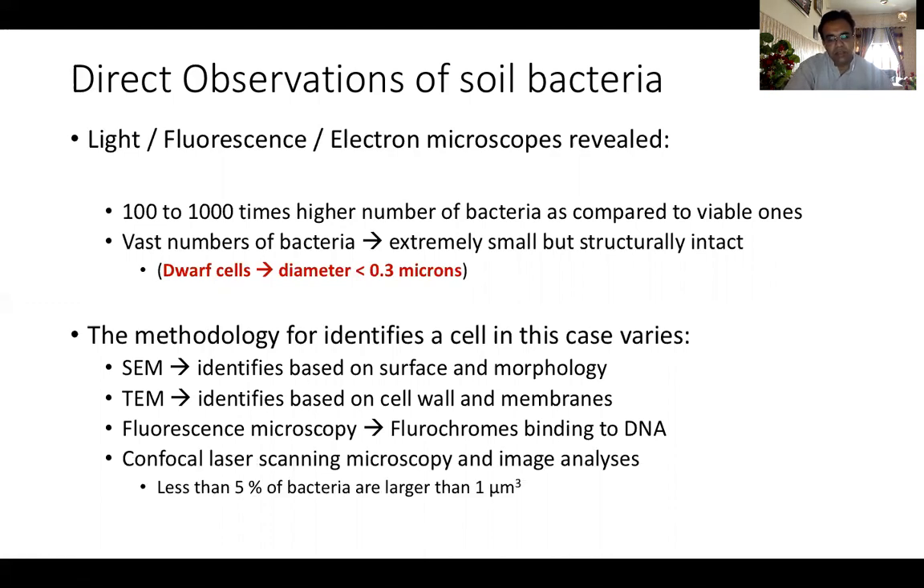In the same way, confocal laser scanning microscopy and image analysis are very important. And we see that the majority of the cells that are visible in direct observations are small. They are dwarf cells, and only 5% of bacteria are larger than 1 cubic micrometer in volume.